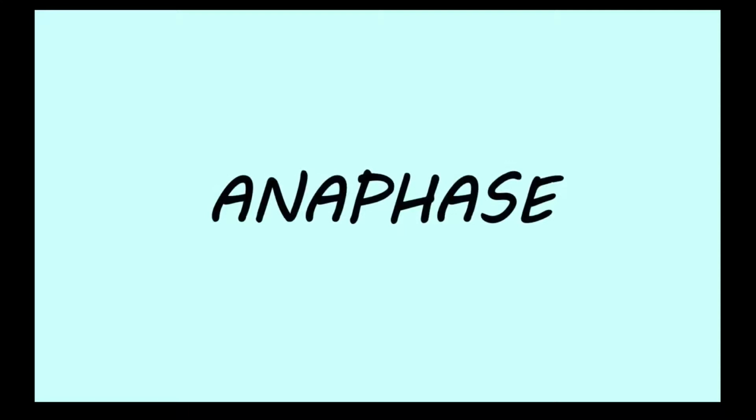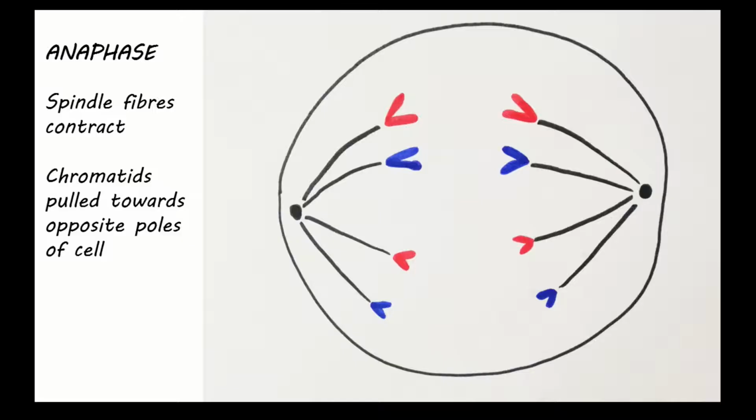The third stage is anaphase. During anaphase, the spindle fibres contract, separating sister chromatids and dragging them to opposite poles of the cell. The chromatids appear V-shaped when they are seen under a microscope.